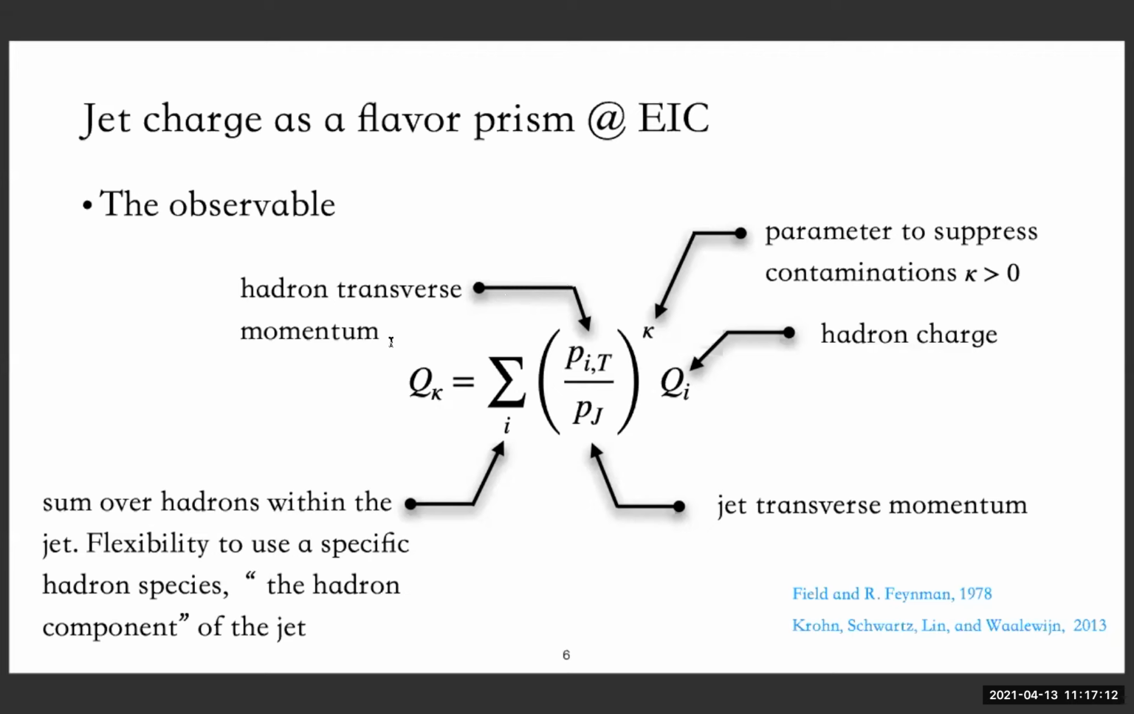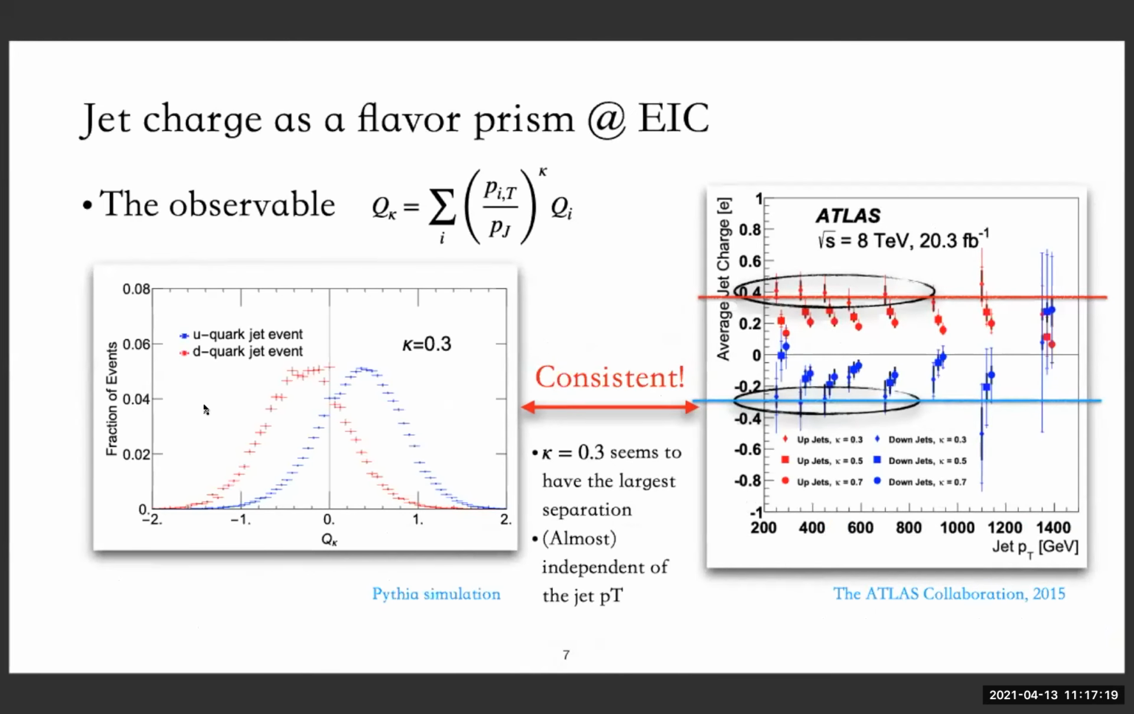And you will see that it's actually very efficient in doing this flavor separation, as you can see from this PYTHIA simulation with kappa equal to 0.3. Here I show the u quark jet and the d quark jet charge spectrum. You can see they peak differently in the positive and negative charge region as expected.